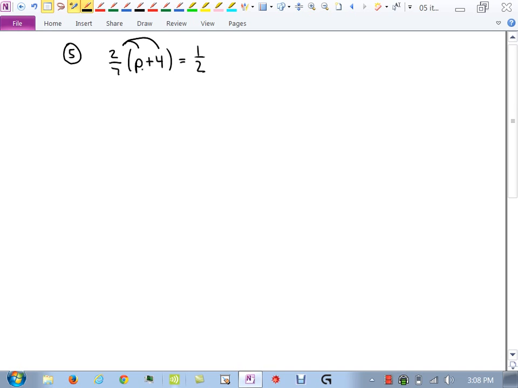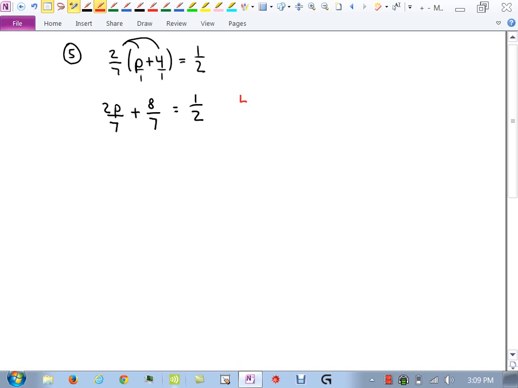Now remember, this is like a p over 1. This is like a 4 over 1. So we multiply straight across. We get 2p over 7 plus 8 over 7, and then equals 1/2. So all I did was remove grouping symbols.